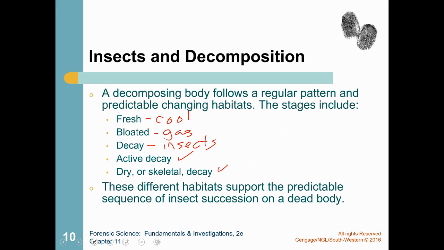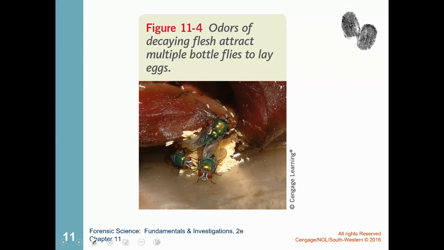So different habitats support a predictable sequence of insect succession on a dead body. That's going to depend on the location, what type of flies, etc. The odors of decaying flesh attract multiple bottle flies to lay their eggs. So the flies come in, they lay their eggs, and then you start this whole process of the bug life cycle.